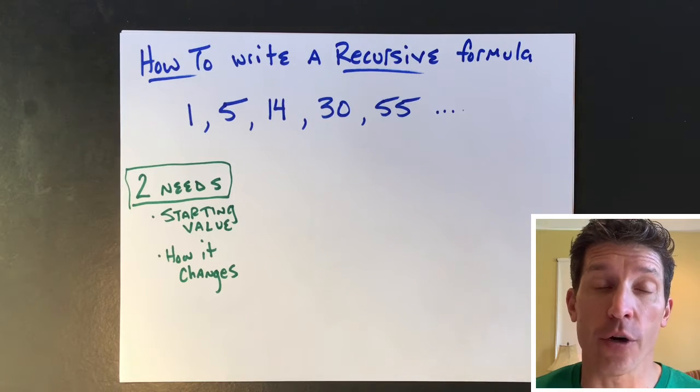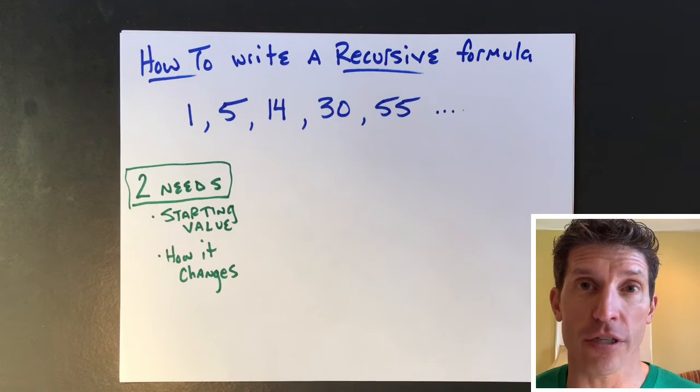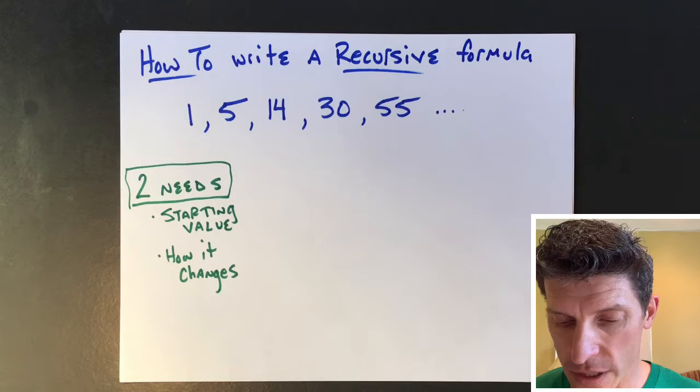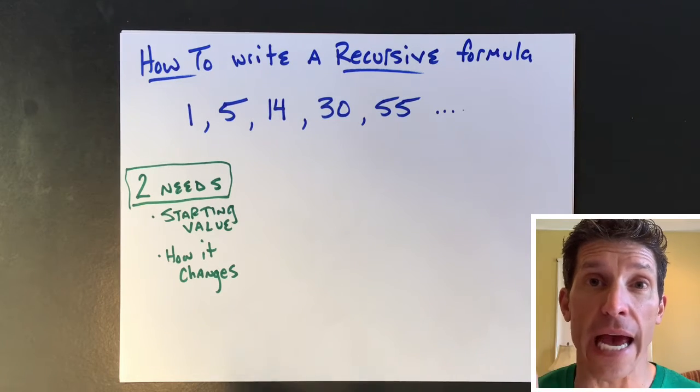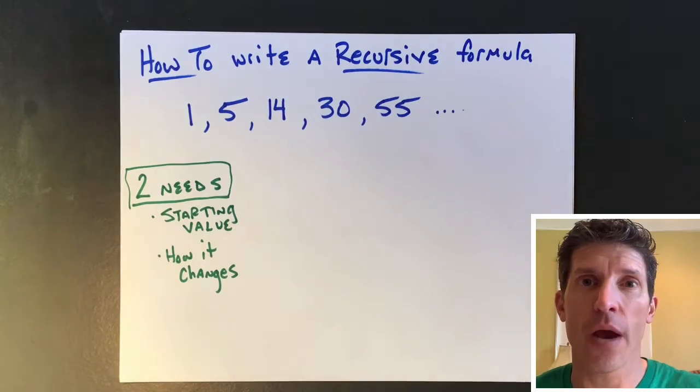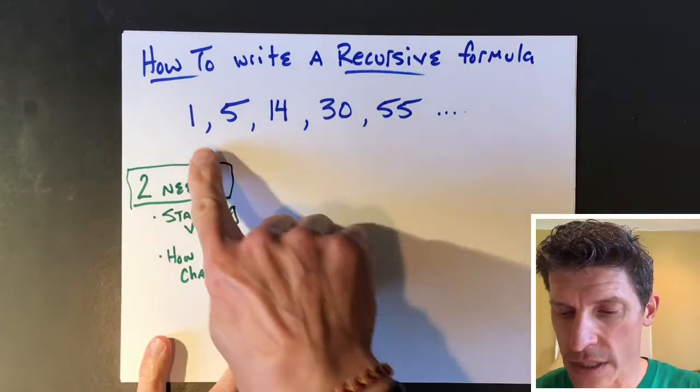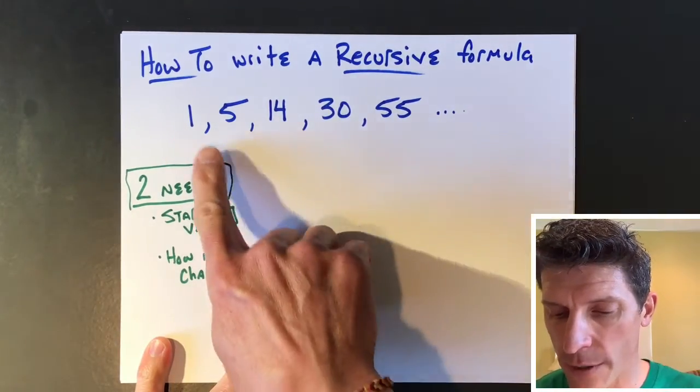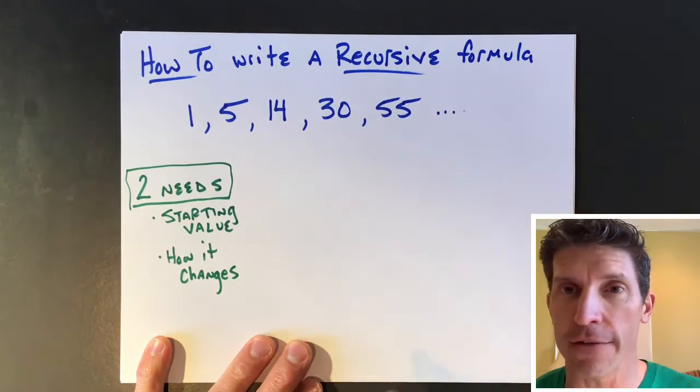So how do we write a recursive formula? We know how to use a recursive formula, but how do we write one? Well, let's go ahead and identify the two things we need to have. We need to have a starting value because all patterns start somewhere, and we need to know how it changes. So let's take a look at this recursive formula right here, 1, 5, 14, 30, and 55.